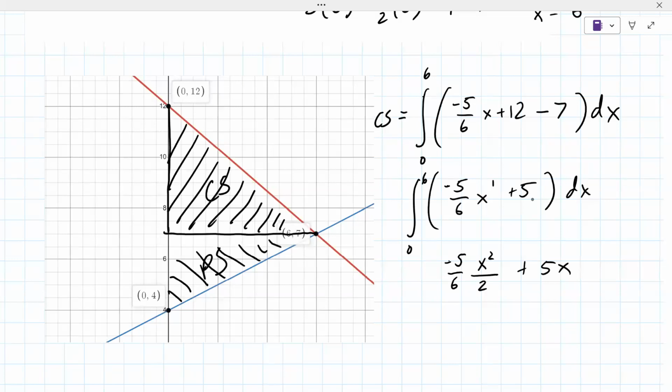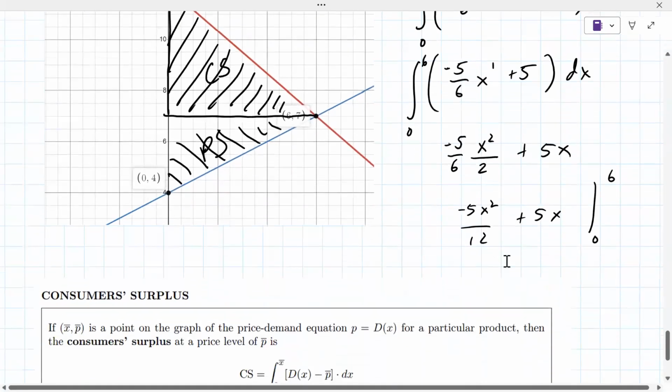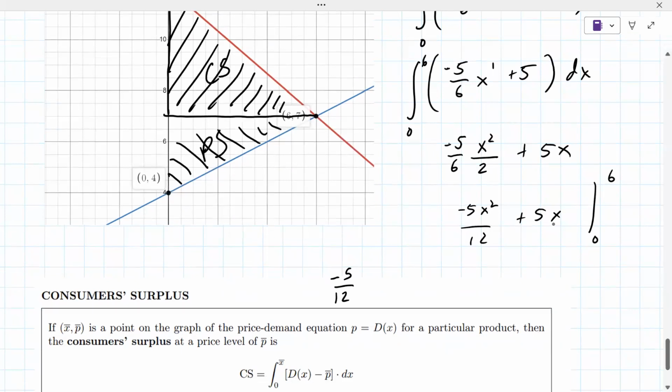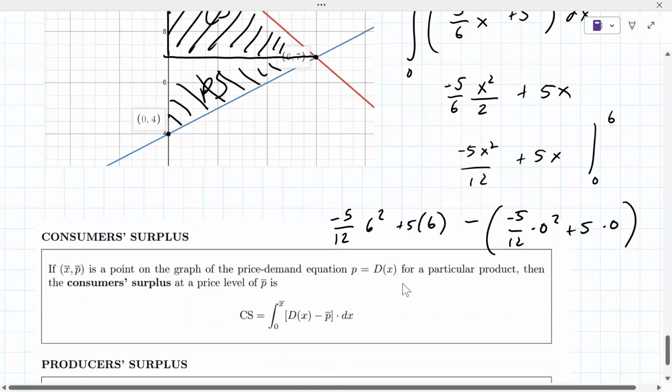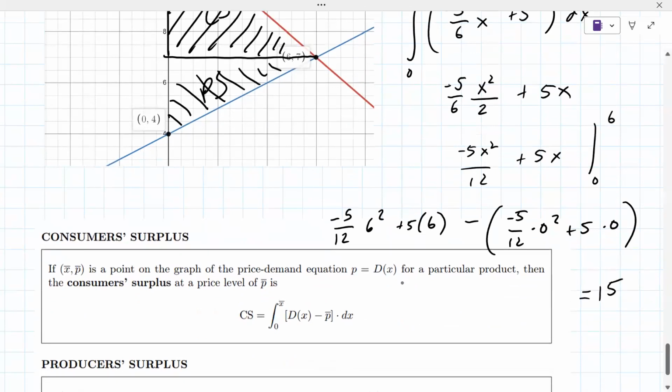So this becomes minus 5x squared over 12 plus 5x evaluated from 0 to 6. And it's top minus bottom. So you're going to put 6 in for x. And then when you put 0 in, nothing happens because it goes away. But it's minus 5 over 12 times 6 squared plus 5 times 6 minus 0. And I guess because you have to show work, we're going to show this even though it's 0. So it's just this part that you care about. 36 divided by 12 is 3, minus 15 plus 30. So this ends up equaling 15 for the consumer surplus.